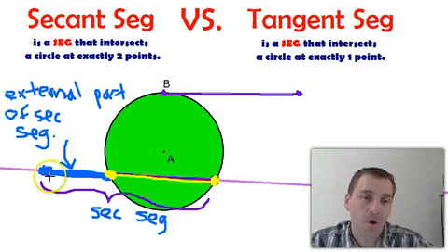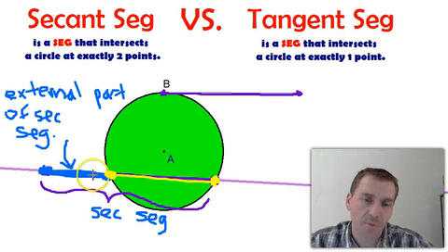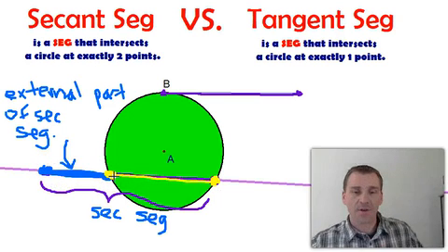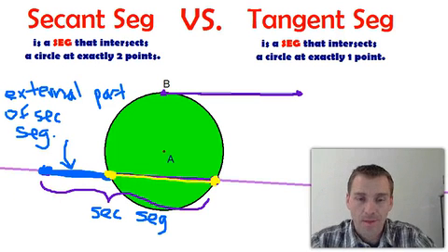That's the chord. So the whole secant segment is that thing. The thing inside is the chord. The external part's that. So those are all words that you're going to need to know, and you're going to see those as we go through a couple examples here with this section. Okay? Let's rock and roll.